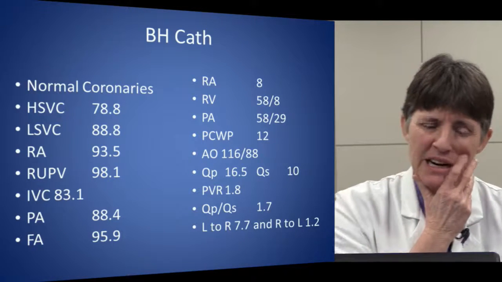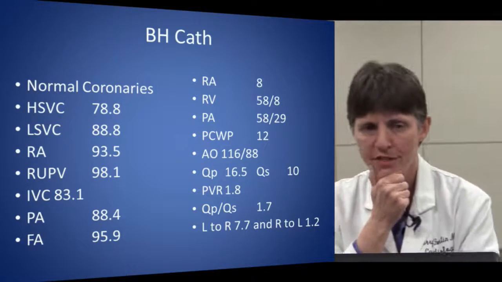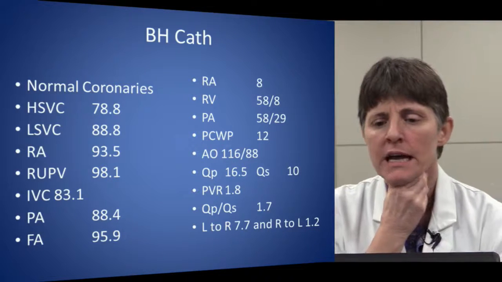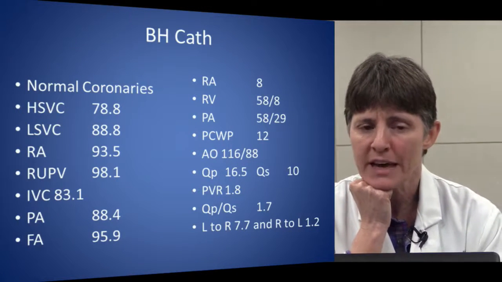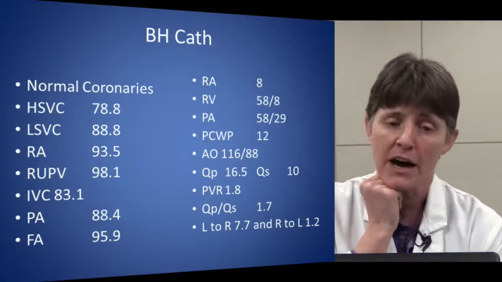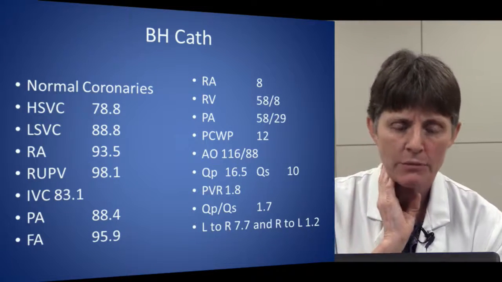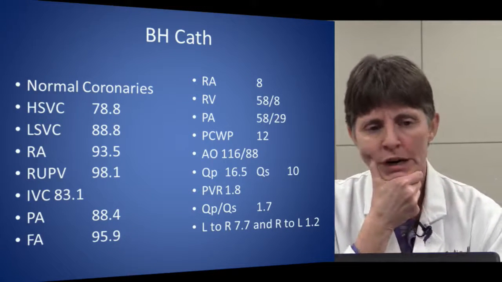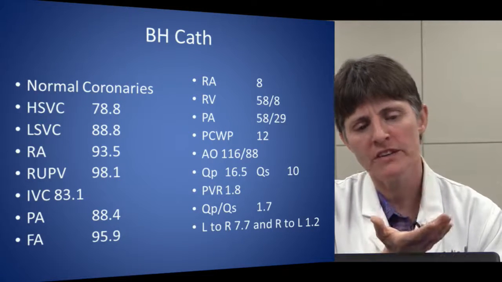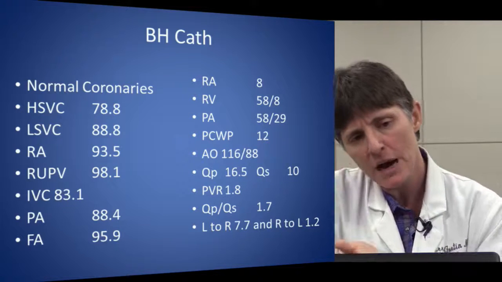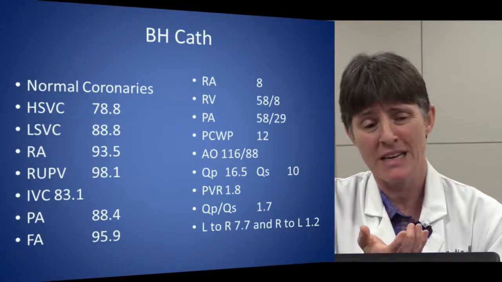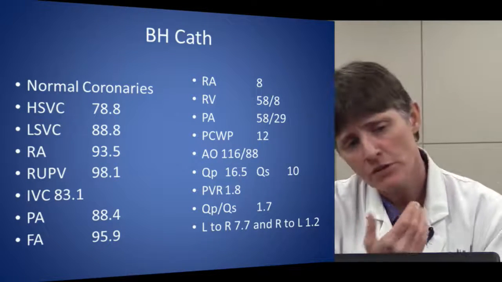This is somebody, again, a shunt run, so I want you to think about what we're finding here and try to put together what the history would be. So we have an SVC sat that's kind of high, so close to 80, and we said 70 is normal. A low SVC sat that's even higher. So we shouldn't go from the top of the SVC to the bottom of the SVC and have an increase in our sat. So something is wrong there.